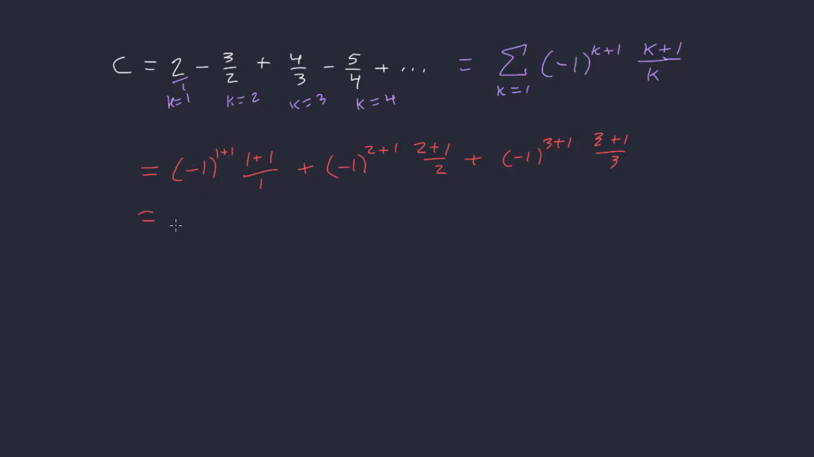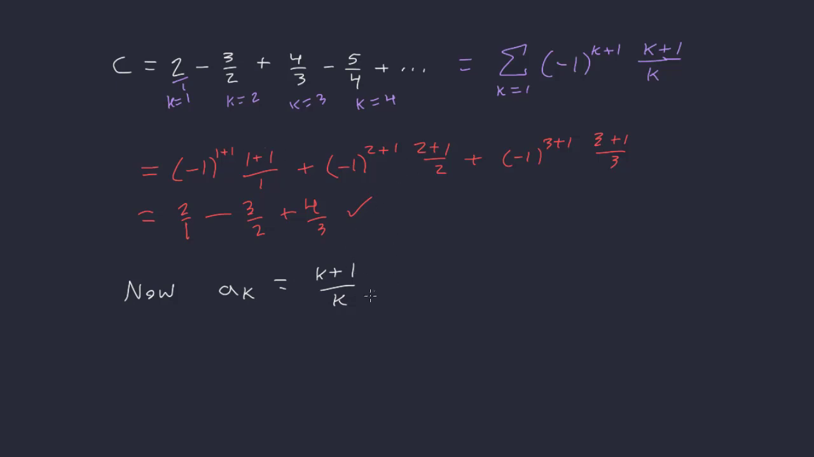That'll be -1 squared, so that'll be 2 over 1. This will be -1 cubed, so that will be, whoops, so that'll be -3 halves, then plus 4 thirds, and yeah, that looks like what we were given. Okay, so now our a_ks, or I guess in this case it would be c_ks, but whatever, are the k plus 1 over k.